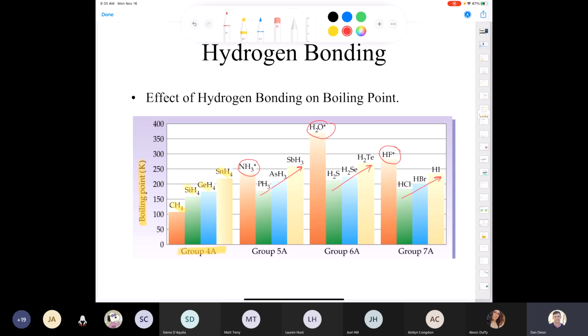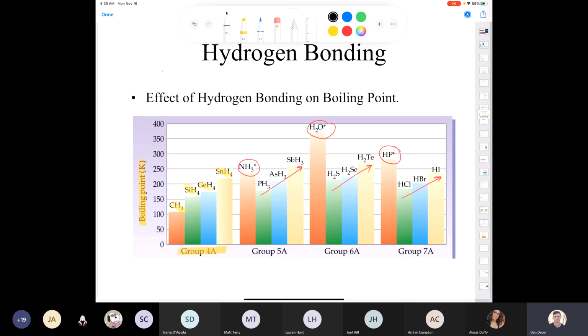If I compare ammonia versus HF, the reason that HF has a higher boiling point than ammonia is simply because the fluorine is more electronegative. And so the bond is more polar. So the fluorine is more partially negative, and therefore it's going to attract a partial positive charge in the hydrogen with a greater strength than we would see in ammonia. And so you should know this order.